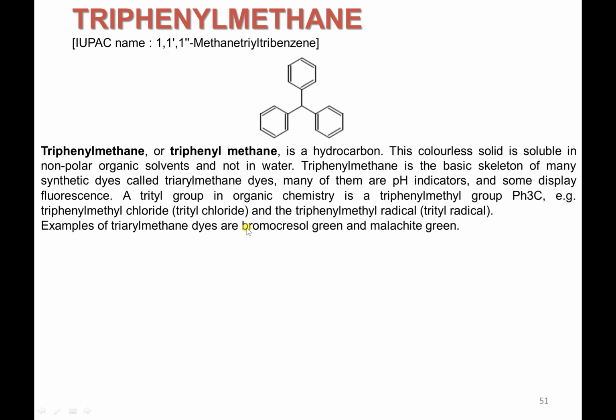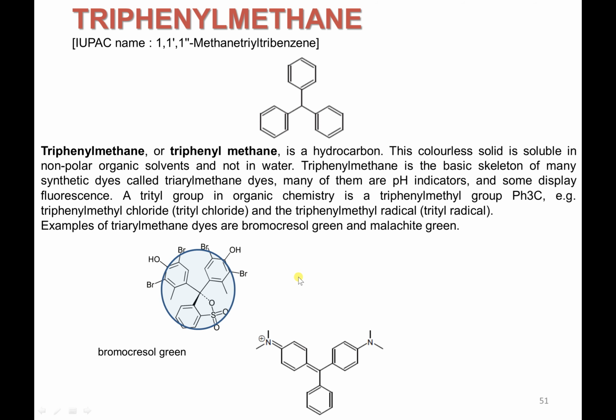And these are some examples of triphenylmethane dyes, that is bromocresol. You can see the triphenylmethane is a very important indicator in titration. And then in complexometric titration you come across malachite green as one of the indicators. So these are again triphenylmethane moieties.